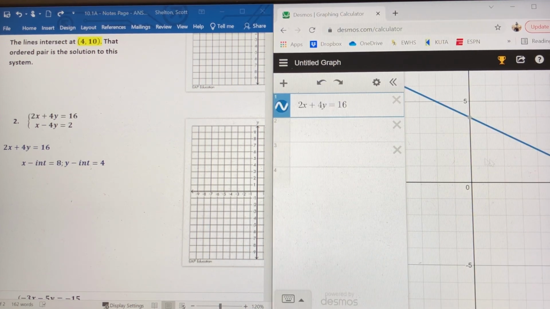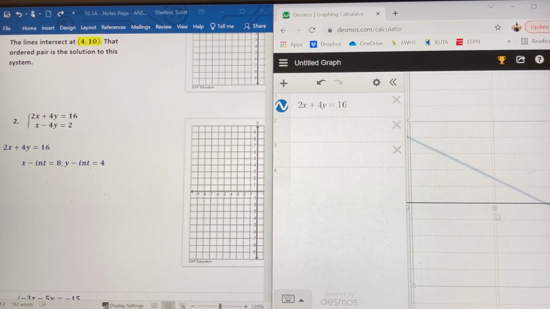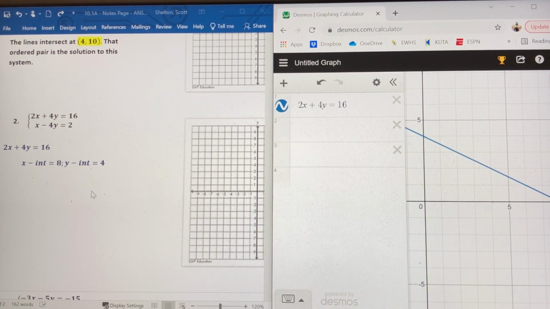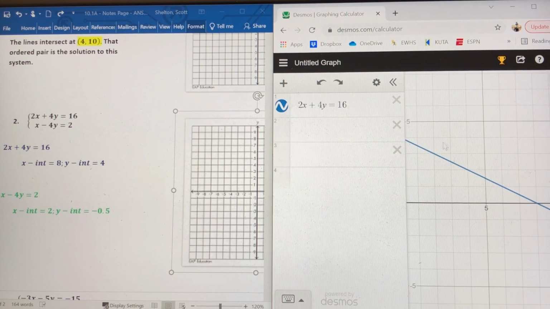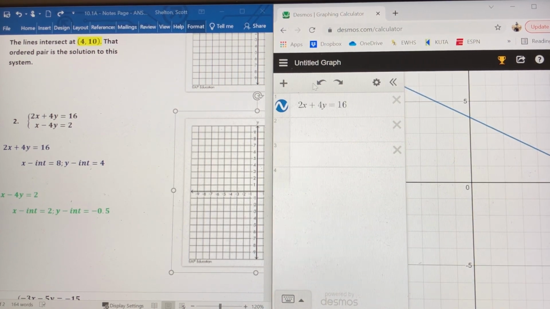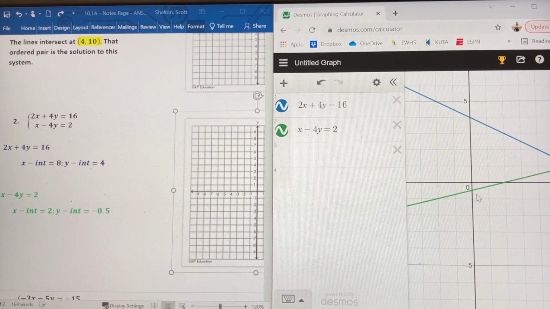So when we graph that one, notice you've got your y-intercept at 4 and your x-intercept at 8. With my second equation, when I find the intercepts, again, plug in 0 for y, I'm left with x equals 2. Plug in 0 for x here, and I get my y-intercept to be -1/2, -0.5. So when I graph that, x minus 4y equals 2, you see the y-intercept at -1/2 and the x-intercept at 2.